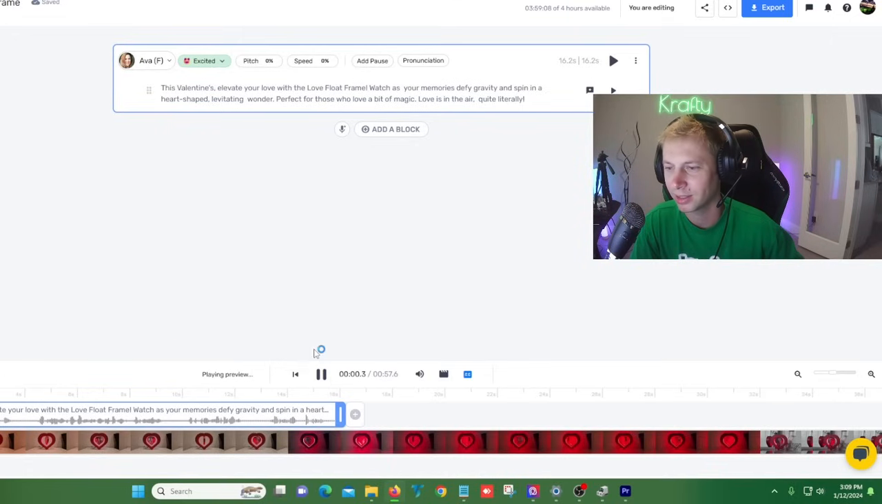Ah, it's ready. This Valentine's, elevate your love with the Love Float Frame. Watch as your memories defy gravity and spin in a heart-shaped, levitating wonder. Perfect for those who love a bit of magic. Love is in the air, quite literally.